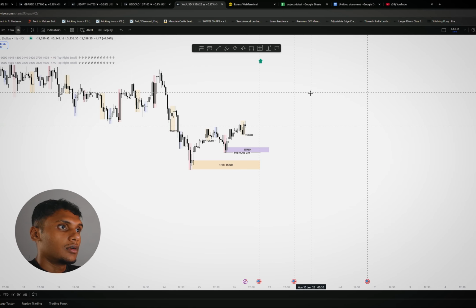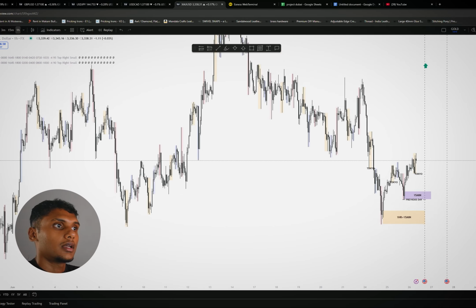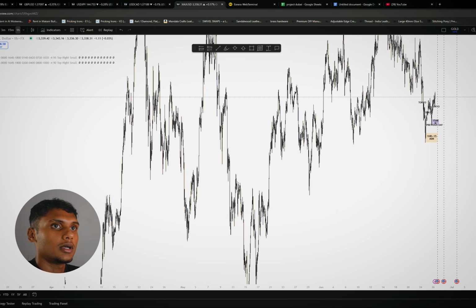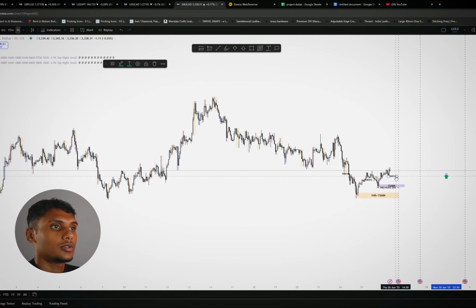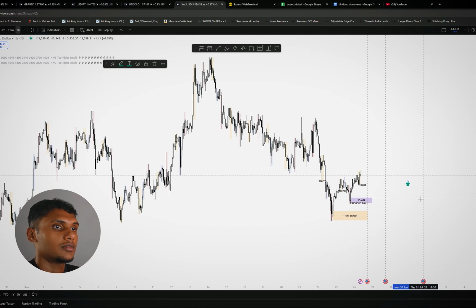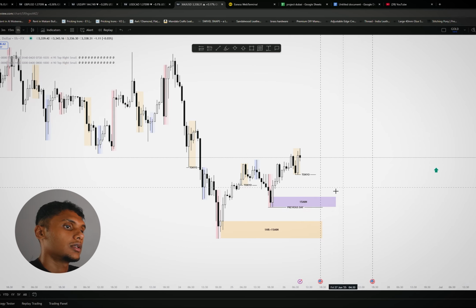Then we have gold, and gold is bullish, but it is starting to show signs of going down. Okay, anyway, we wouldn't be able to trade this because the stop loss is very big for gold. So let's just observe this.